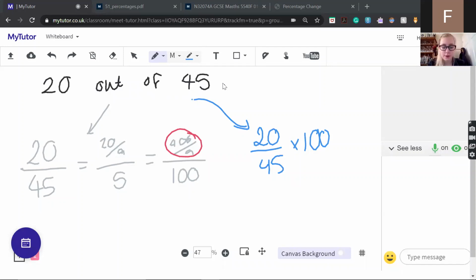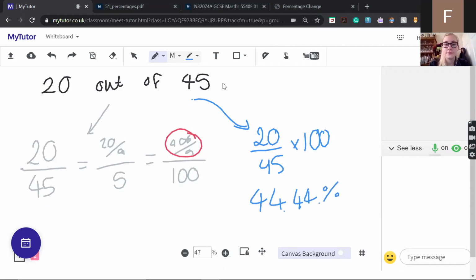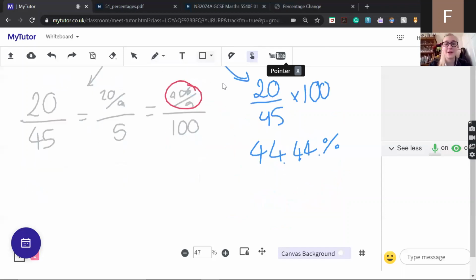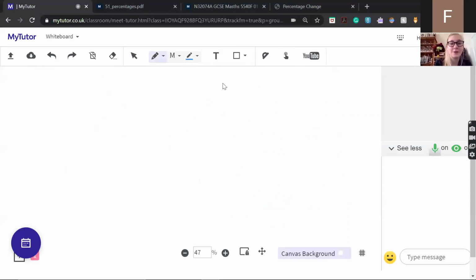But so yeah, this will give us 44.44, that's rounded to 2 decimal places. This is recurring percent. So that was a horrible example to do non-calculator, but hopefully that method makes sense. As you can see, again, when we have a calculator, we can do it really quickly. So I'll do another one.